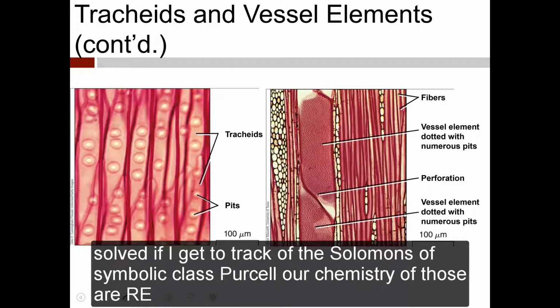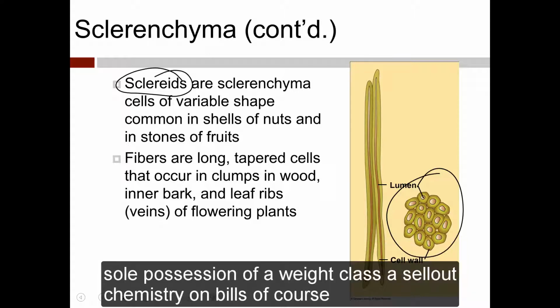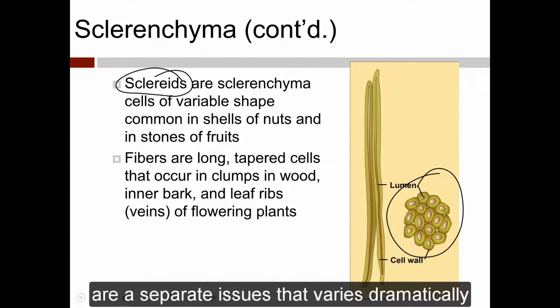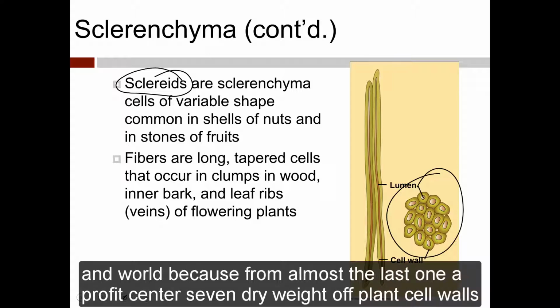Before I get to tracheids and vessel elements, I'll take a moment, class, for cell wall chemistry of those three. To say it another way, the cell wall chemistry of those three simple tissues varies dramatically. I'll begin with cellulose. Cellulose is the most abundant polymer in the world. You say in the world? Yes, in the world. It accounts for approximately 60% of the dry weight of plant cell walls.